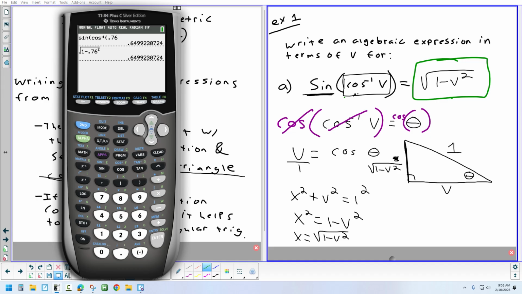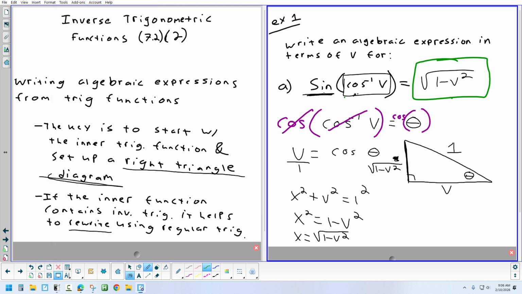Okay, we'll do 1 or 2 more of these, but that's the basic pattern all the time. Take your inner trig function, draw a diagram. Pythagorean theorem gives you the third side, and then look at the outer function and write down whatever it is that they want.